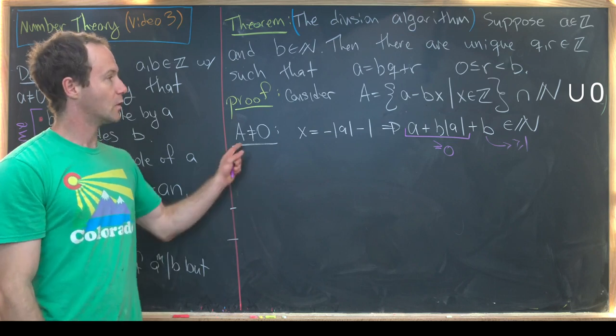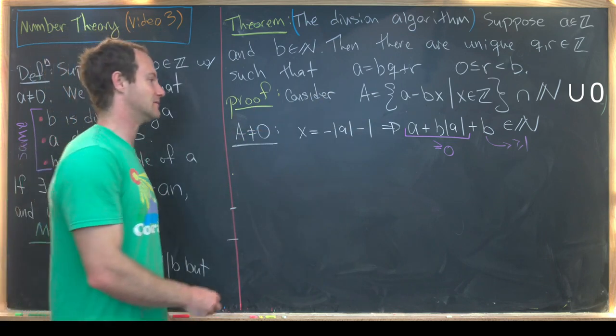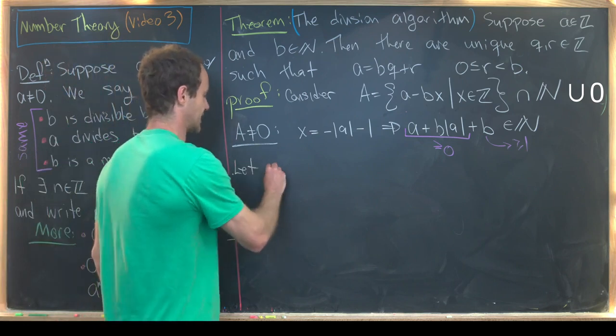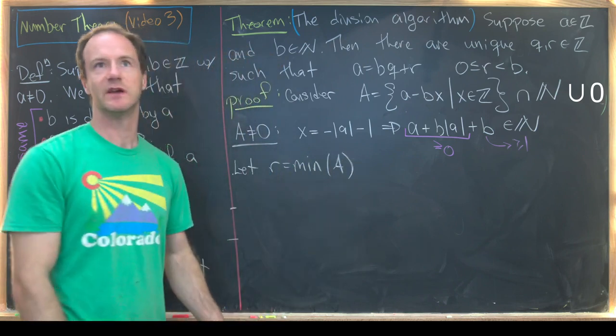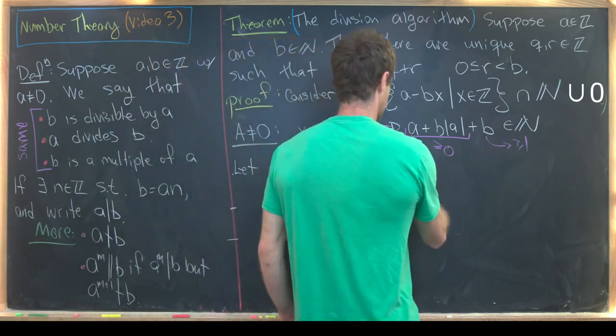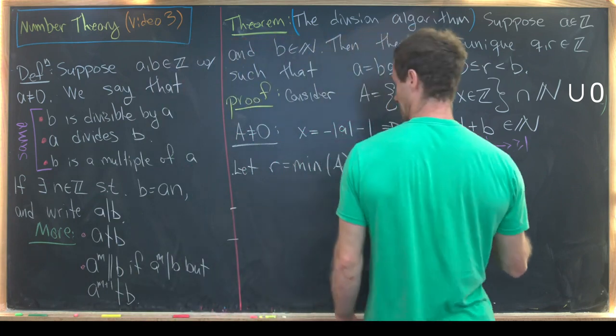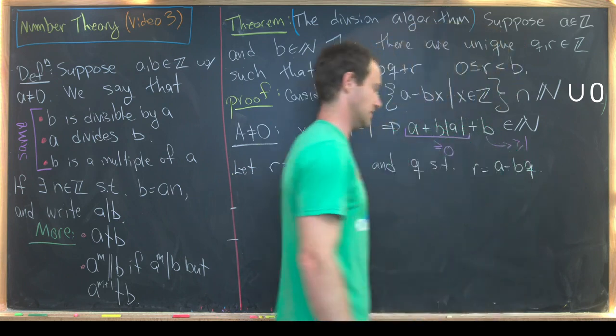Okay, so what do we have? We've got a set of natural numbers that is non-empty. That means it has a minimal element. So let's let R equal the minimum of A, so the least element. So that exists by the Archimedean principle. And Q is such that R is equal to a minus b times Q.